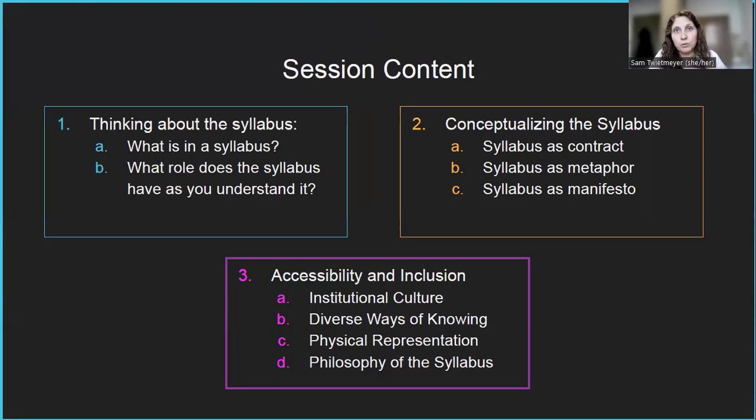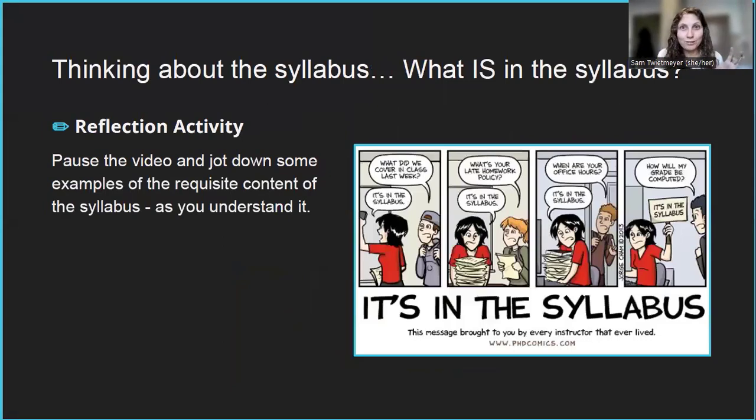And then finally, we'll be concluding with an analysis, as I mentioned earlier, on accessibility and inclusion and how important the syllabus is to your overall course in terms of taking on board institutional culture, diverse ways of knowing, and how the physical representation and philosophy of the syllabus can actually make your course more or less accessible to the students within it. So starting with section 1, thinking about the syllabus, what is in a syllabus?